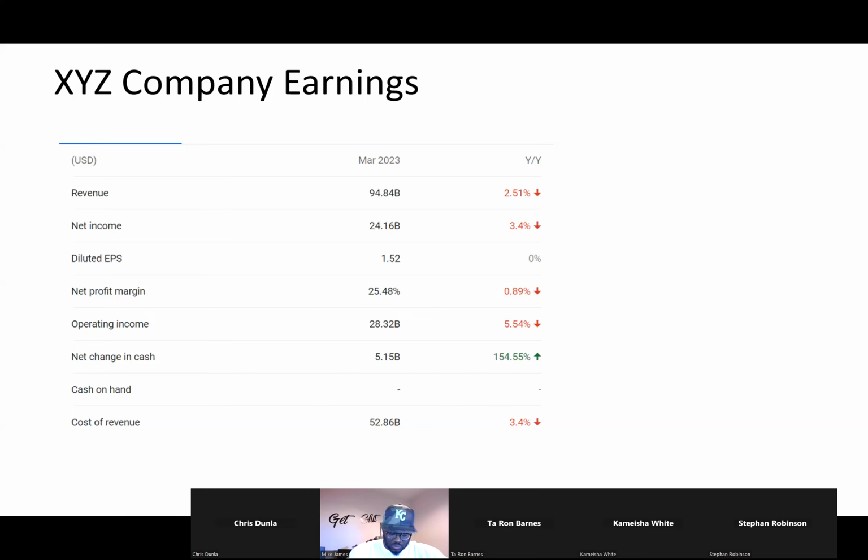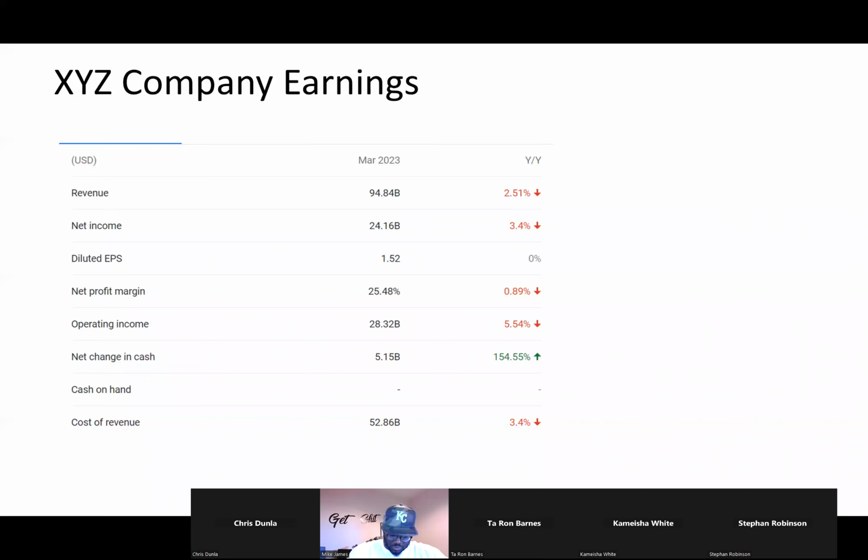You see the earnings per share didn't change at all, which means that even though they're making less revenue this quarter, they're still making the same amount of money per share. So they're doing something right when it comes to the management of the operations. Then the operating income went down, so it cost them less to actually operate. So again, they're doing something right when it comes to that.